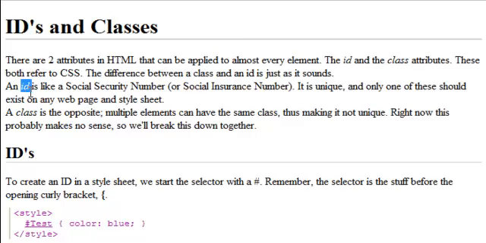An ID is like your social security number or your social insurance number. It is unique, and only one of these should ever exist on any page and style sheet. For example, there's only one person in your country with your social security number or social insurance number. And a class is the opposite. Multiple elements can have the same class, thus making it not unique. Right now this might not make a whole lot of sense, so we'll break this down together.